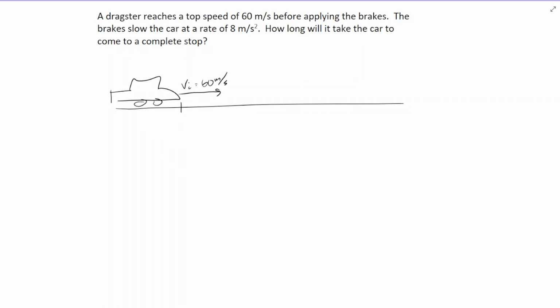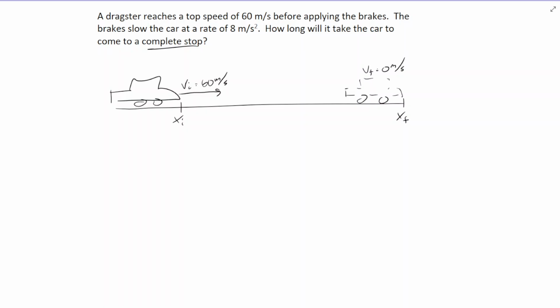Right, this car is slowing down. But as it slows down, it's still covering some ground. So later it's going to be located somewhere else, right? And when it gets to this point, we'll call that our final position. This would be our initial position. What do we know about this car? Well, it's come to a complete stop. So at this point, we know that the final velocity is 0 meters per second.